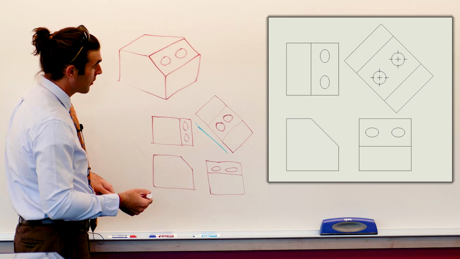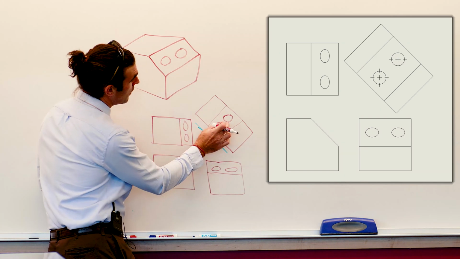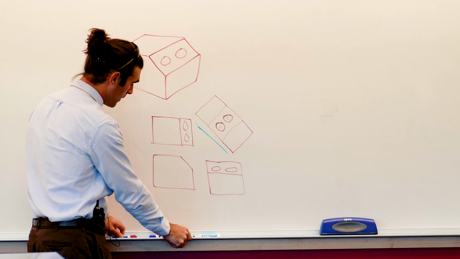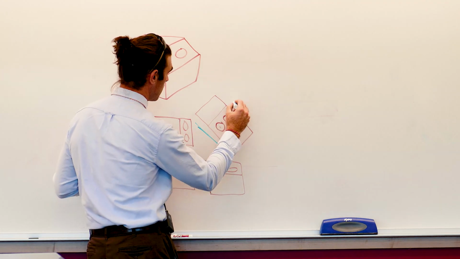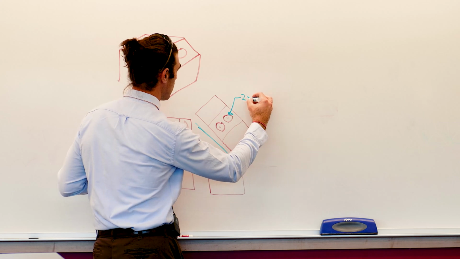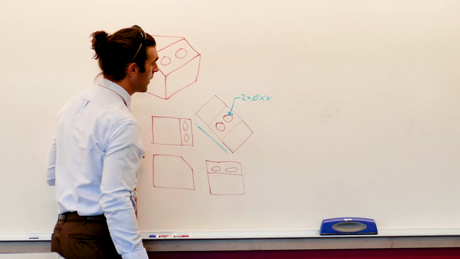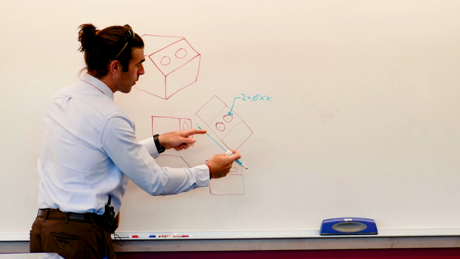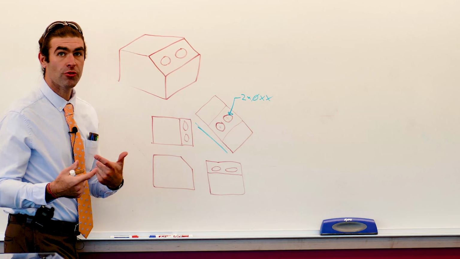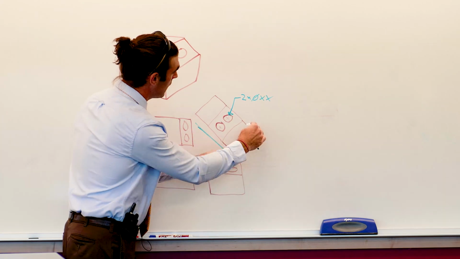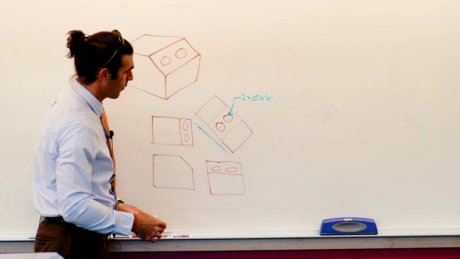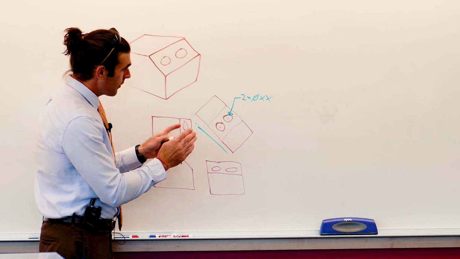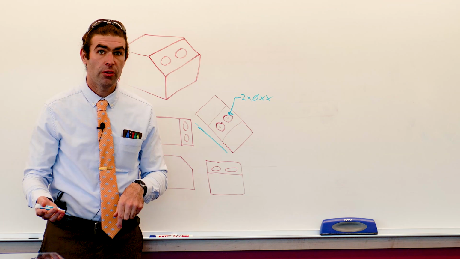What I want to bring your attention to is that now this surface with these 2 holes is true size and shape, so we can go ahead and dimension that, right? 2 times diameter, whatever it is. But these 2 surfaces are now foreshortened, right? So they don't have any useful information. We can't dimension anything except the width on here, which we could get in a different view pretty easy. So this would be known as a primary auxiliary view.